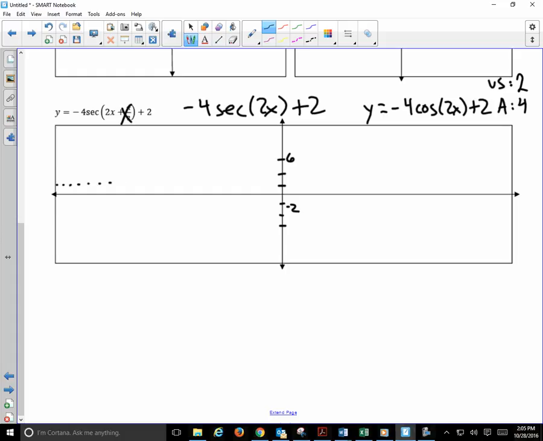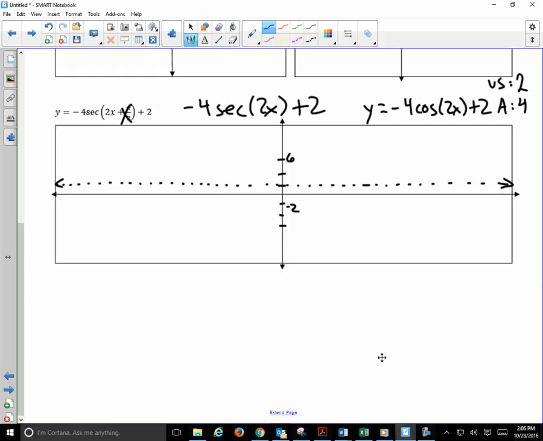So I'm going to make my graph like this, where each tick mark is 2. Can somebody tell me why did I not put the 6 all the way at the top? Yeah, I got to leave space.